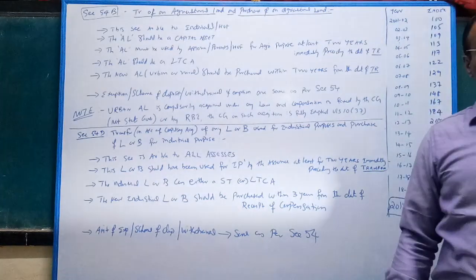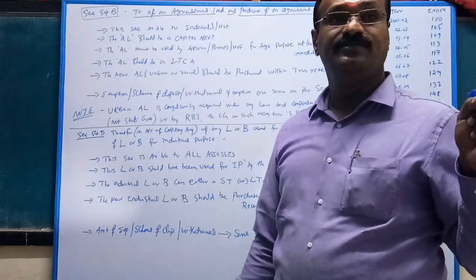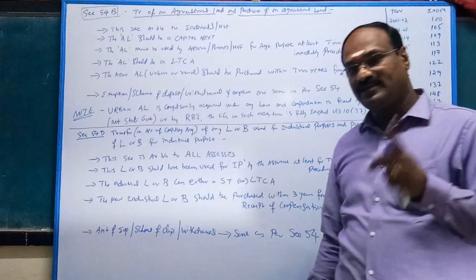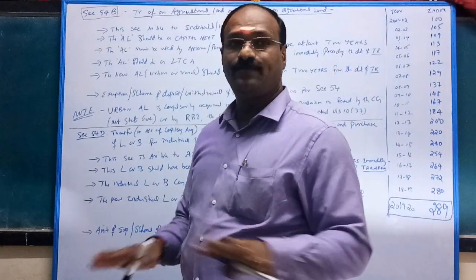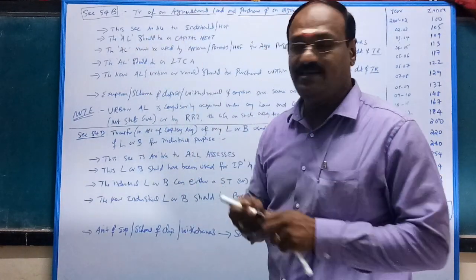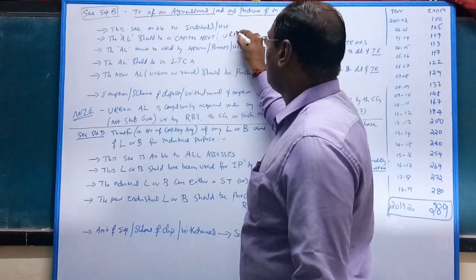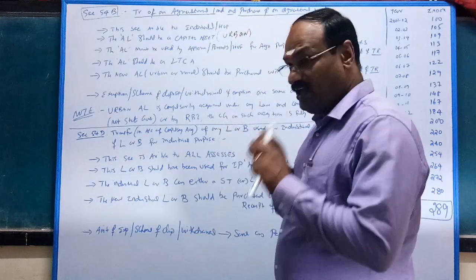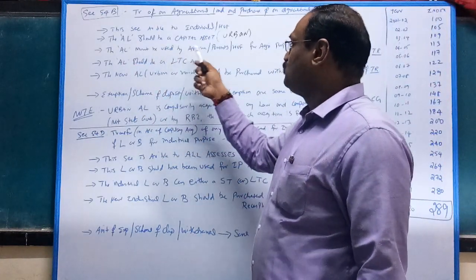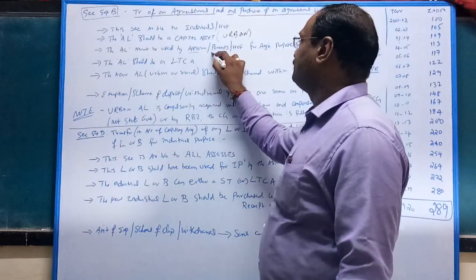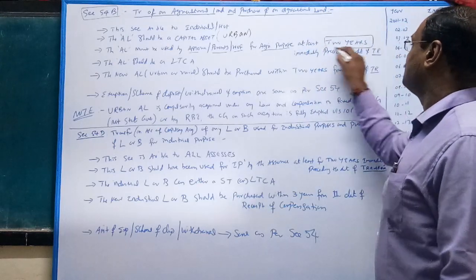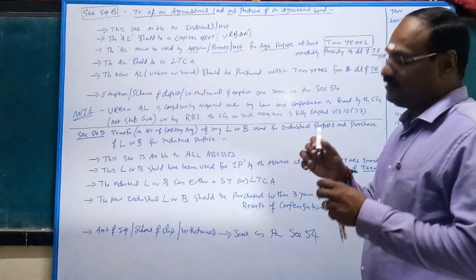What do you mean? Do you remember? Rural agricultural land is not a capital asset. We discussed it in the first class. Rural agricultural land is treated as not a capital asset. So here, what do you mean? Agricultural land should be a capital asset means it is situated in an urban area. Next, the agricultural land must be used by the assessee or his parents or any member of the HUF for agricultural purposes for at least 2 years immediately preceding the date of transfer.